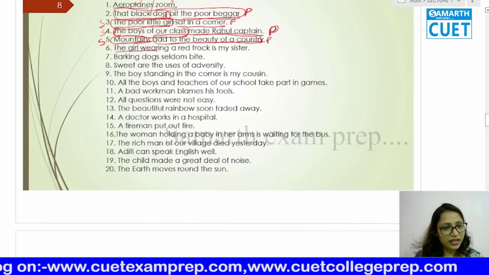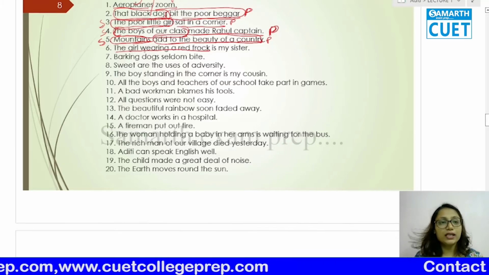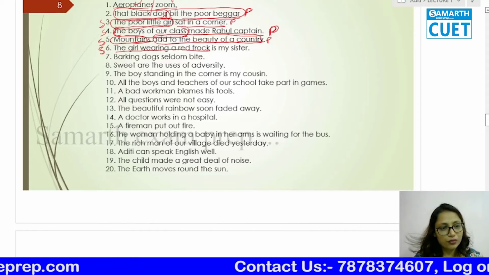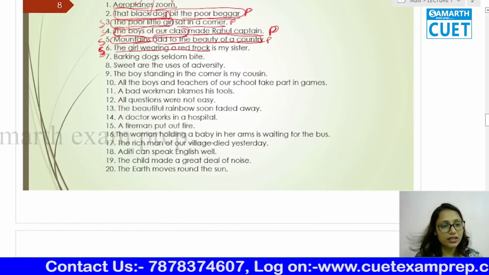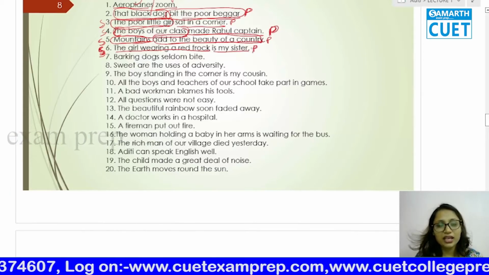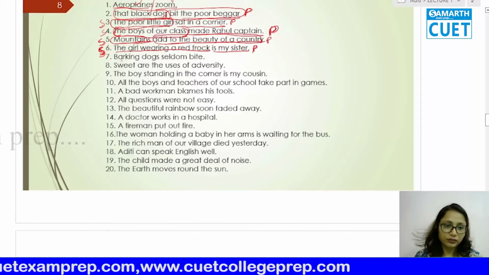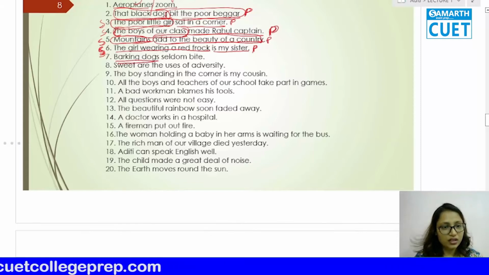The girl wearing a red frock, that means वो लड़की जिसने लाल फ्रॉक पहनी है, so which girl are we talking about? The girl wearing a red frock. That is a subject. And is my sister is predicate. उसके बारे में क्या? वो मेरी बहन है. What are we saying about her? That she is my sister. So is my sister is a predicate. Barking dog seldom bite. So what we are talking about here is a barking dog. Barking dog is a subject. Seldom bite is a predicate.